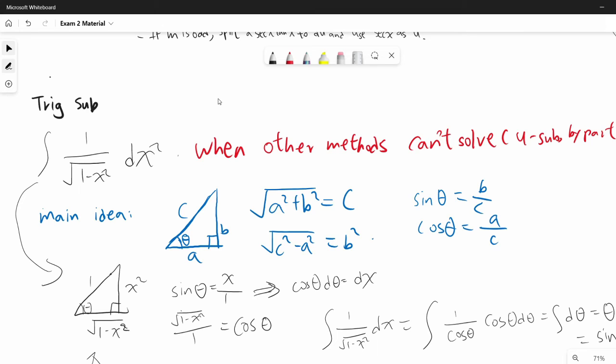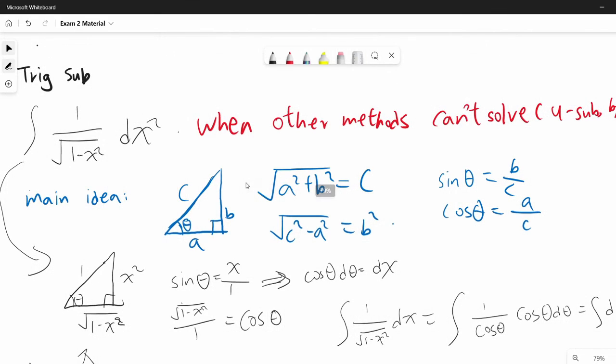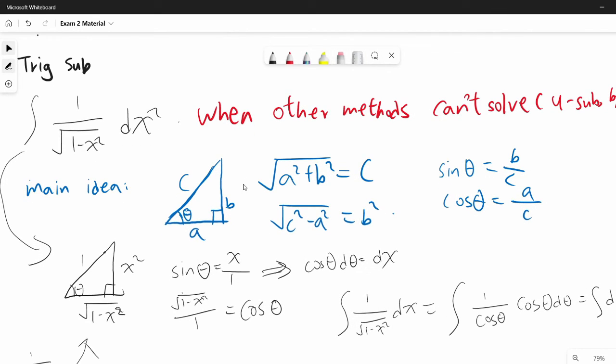But this is when other methods don't work, right? Trig sub is pretty cumbersome, I would say. But when by parts doesn't work, when u sub doesn't work, when there's no trig involved that you can see, that's when maybe you can consider trig sub. So the central idea is actually just a triangle, or a right triangle rather.